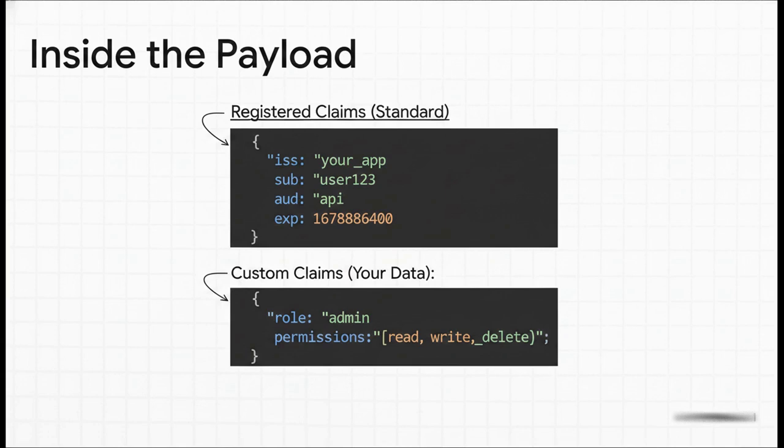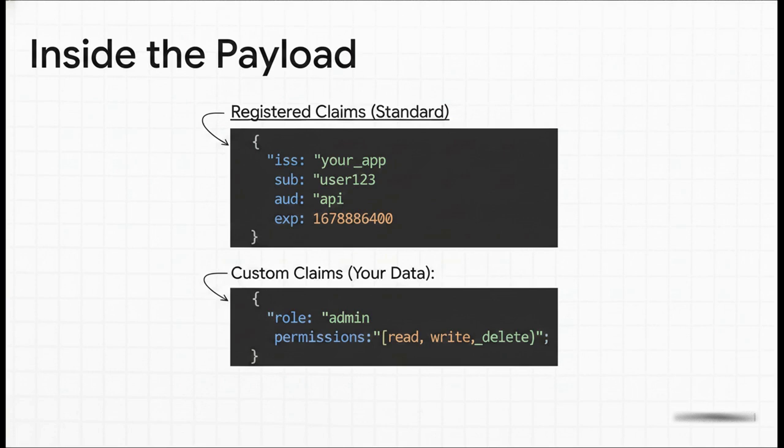Now, let's zoom in on that payload for a second. The claims inside it are usually split into 2 types. First, you've got registered claims. Think of these as the standard recommended fields, like iss for who issued the token, sub for the subject, which is usually the user's ID, and exp for the expiration time.